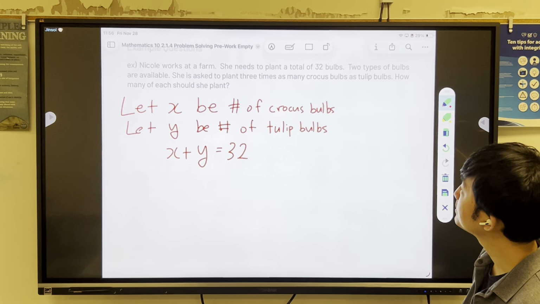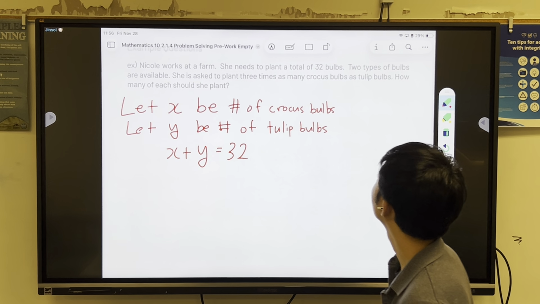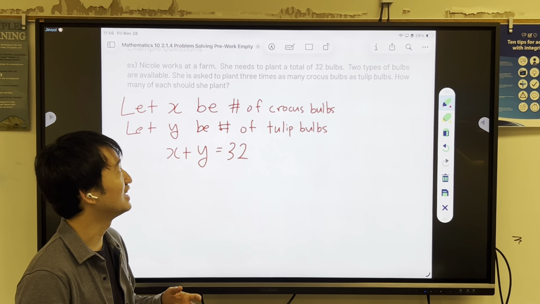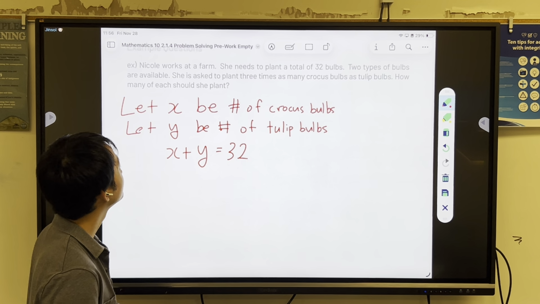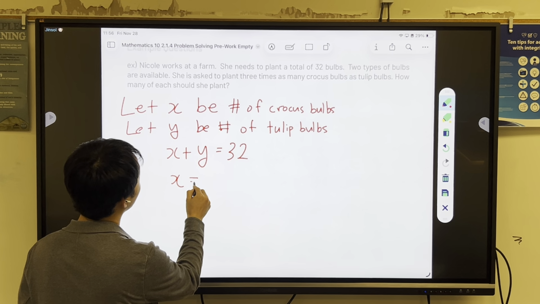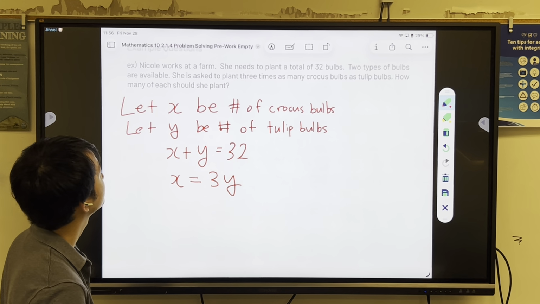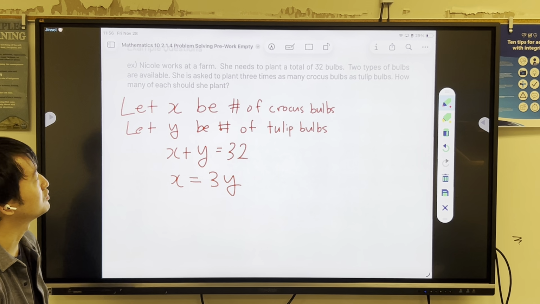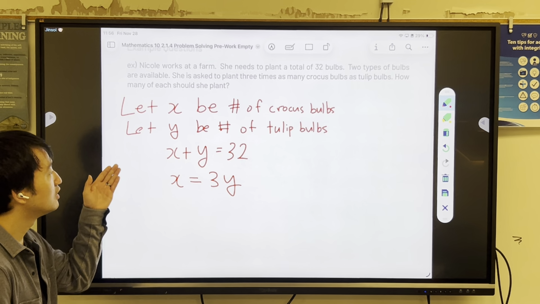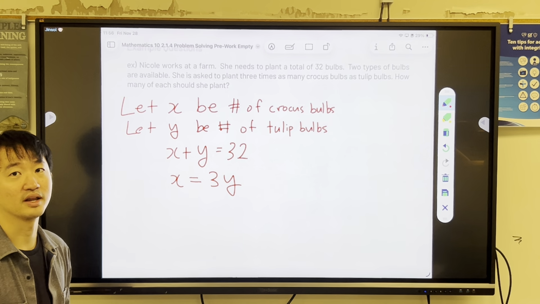The next sentence says she's asked to plant 3 times as many crocus bulbs as tulip bulbs. So that means I have more crocus bulbs than tulip bulbs, exactly 3 times as many. For me, that sounds like the crocus bulbs, x, can be represented as 3 times the tulip bulbs. So that's x equals 3y. So I translated the English sentences into mathematical expressions.